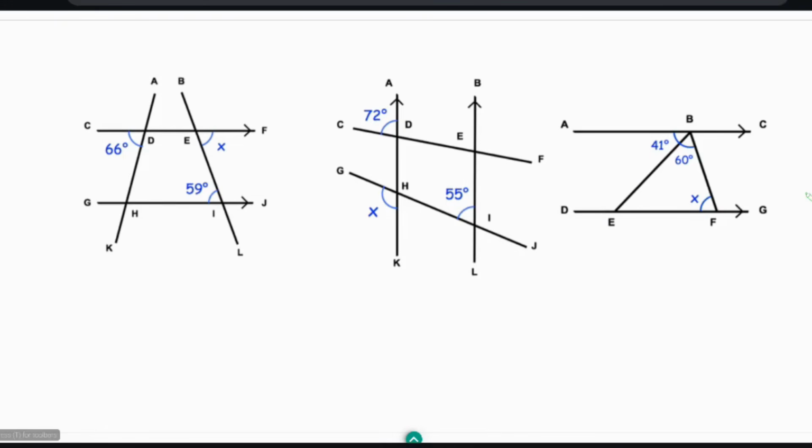So have a go at the 3 questions here and the 3 questions on the next page. Put me on pause and press play when you're done.